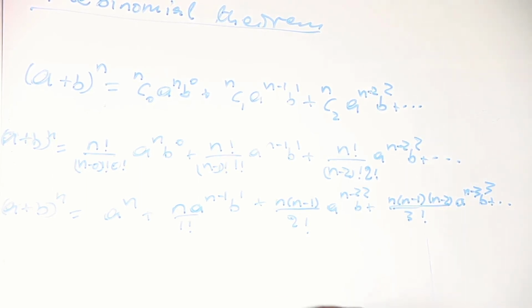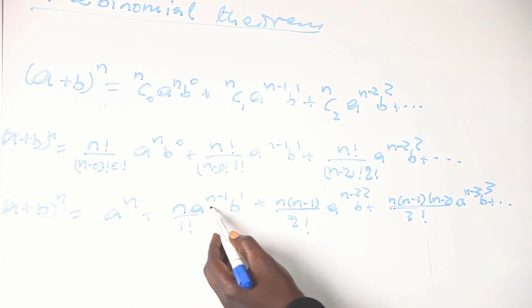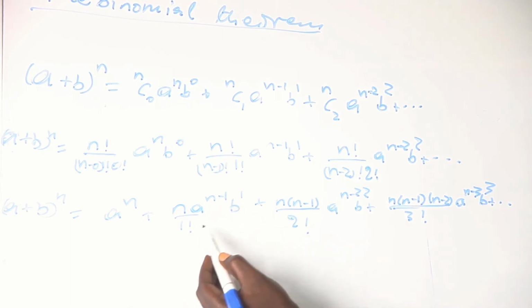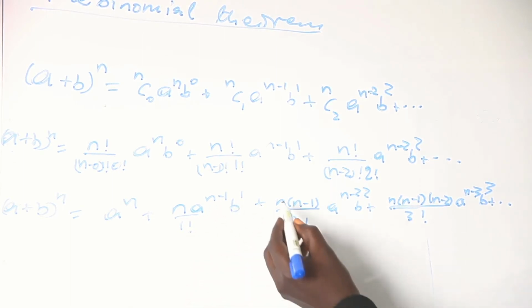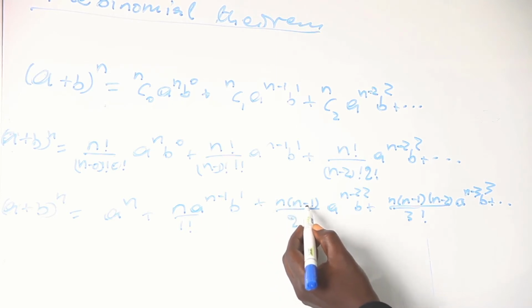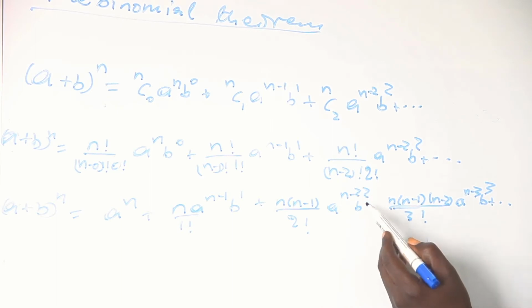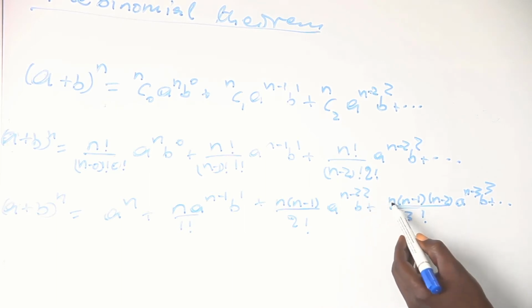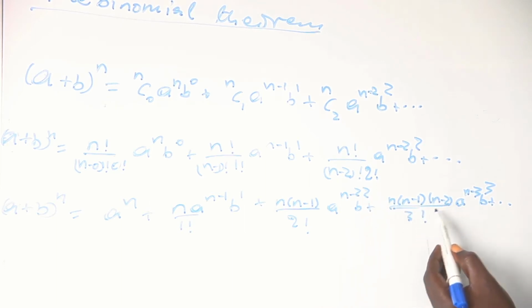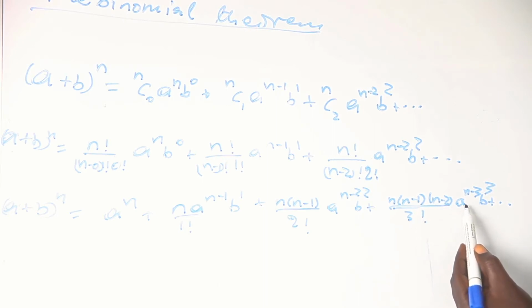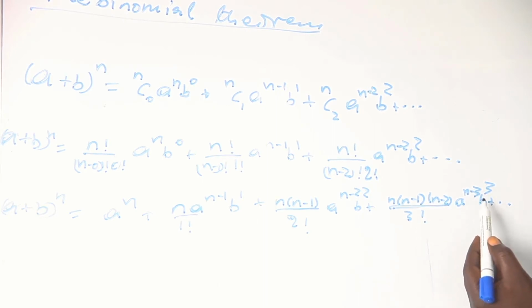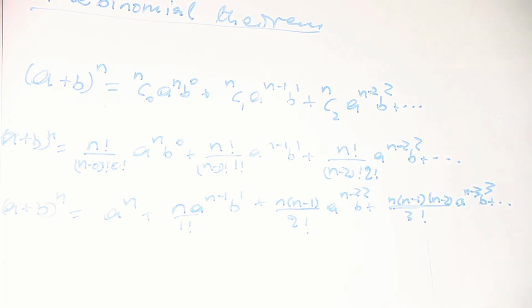Now when we simplify a plus b power n, this one will equal a power n plus n into a power n minus 1 b power 1 over 1 factorial plus n into n minus 1 over 2 factorial times a power n minus 2 b power 2 plus n into n minus 1 into n minus 2 over 3 factorial times a power n minus 3 times b power 3. Now, this is what we call the binomial theorem.